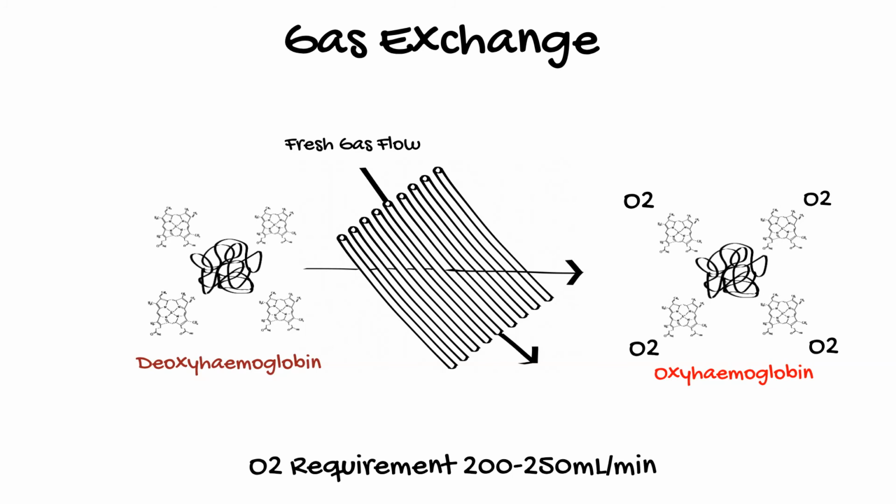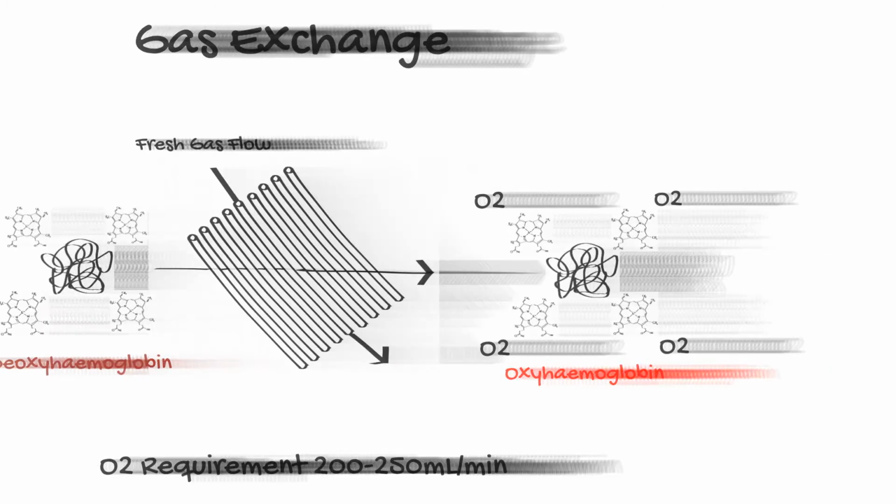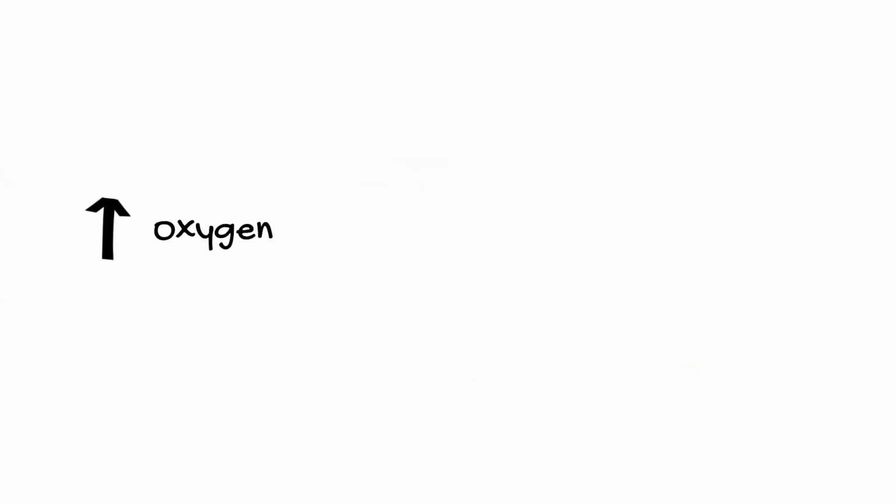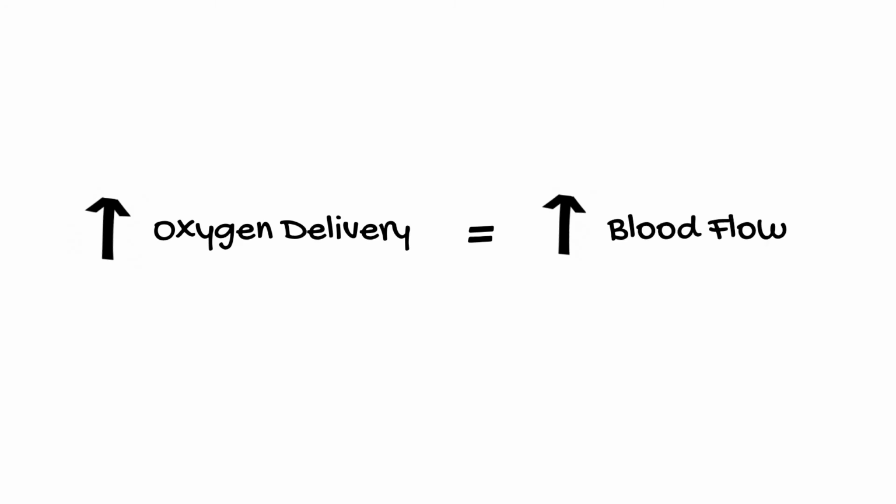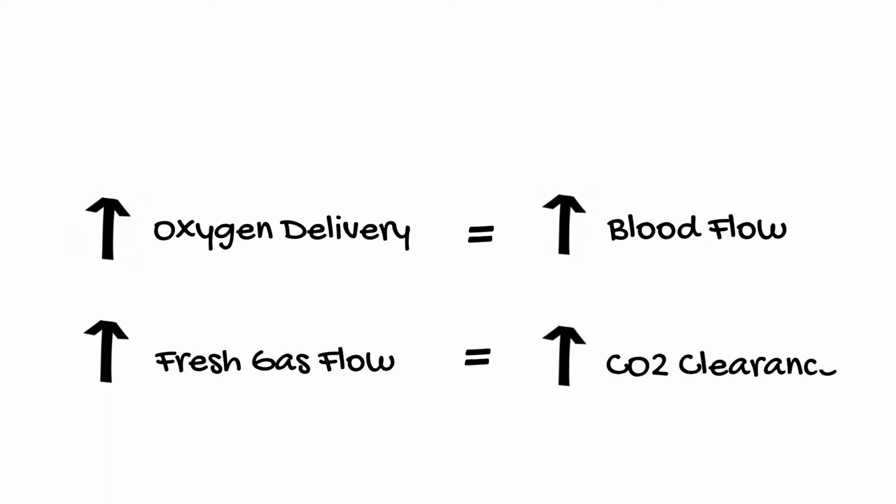For this reason, turning up the fresh gas flow rate doesn't help with oxygen delivery. To increase oxygen delivery, we need to increase the overall blood flow rate in the ECMO circuit. However, turning up the fresh gas flow rate does increase the rate of CO2 clearance. Think of this like turning up the patient's minute ventilation or breathing rate on the ventilator.